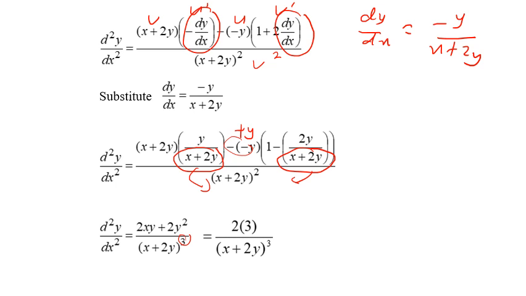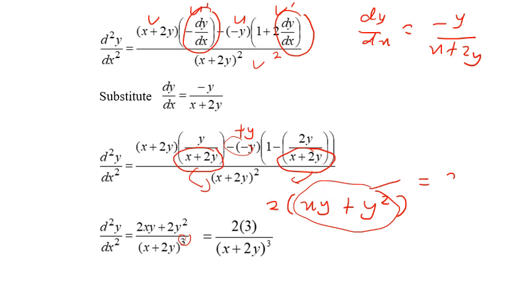Okay, so next we further simplify. How on earth will it be 3? So check the original question. That's why we can substitute with 3. If you notice, if we factorize 2, it will be xy plus y squared, which is actually the original question, right? Equals 3. So that's why we replace with 3.